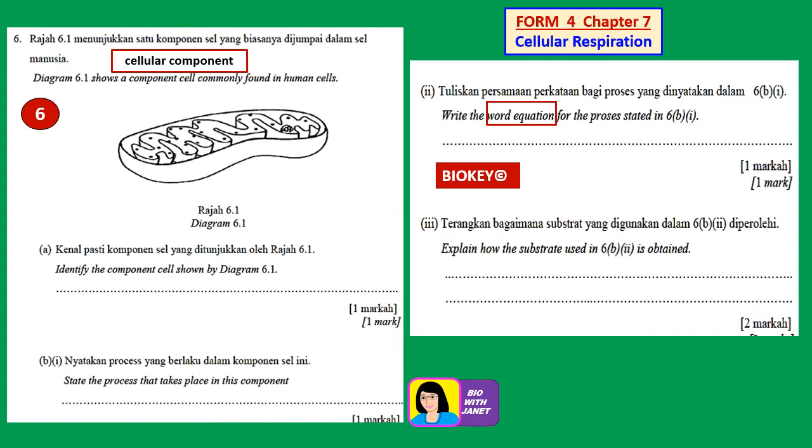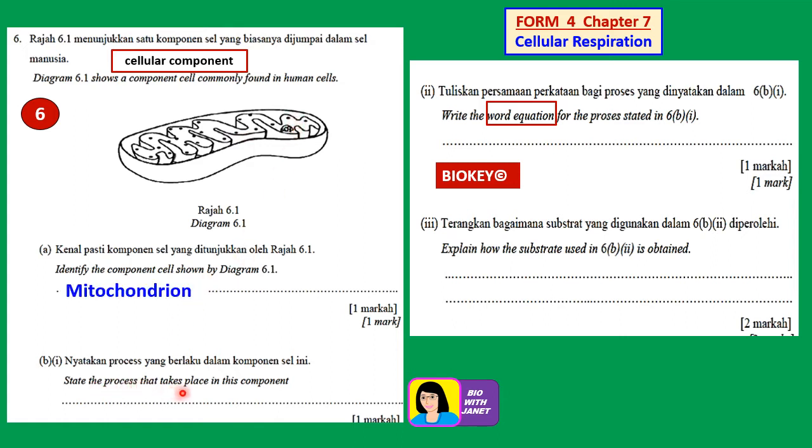Next question here. Diagram 6.1 shows a component of a cell commonly found in human cells, or cellular component. So this cellular component is actually an organelle in the human cell, and we are asked to identify the cellular component shown in this diagram. This has been asked before in the earlier question. You can see the folded inner membrane here. So this organelle is the mitochondria, right?